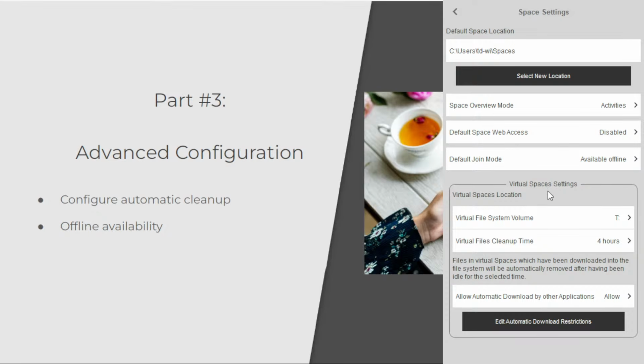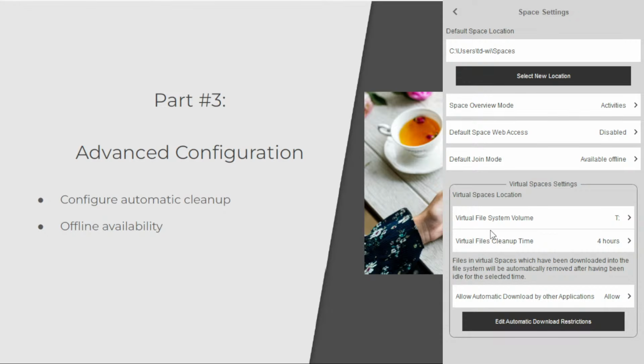And what we're looking for here is virtual files cleanup time. The default setting is 4 hours. And what that means is if you haven't touched the file in 4 hours, it will automatically be cleaned up from your hard drive. And so it will go from the green overlay to the gray overlay. It's still safe in the cloud. It's just removed locally to free up space. And this is also a great security feature as it ensures that sensitive documents don't linger on your local device forever if you aren't using them.